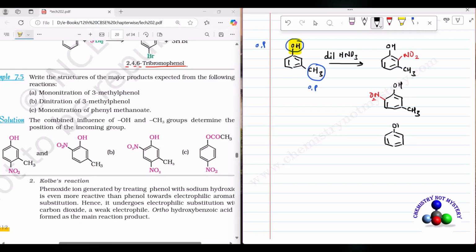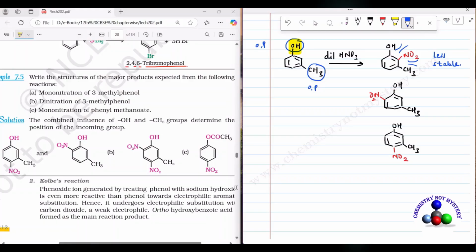So here this is 3-methylphenol. Now nitro group may get attached to the para position with respect to OH group. When you observe these products, in the first product there is too much steric crowding between nitro group, OH group and CH3 group. So that's why this product will be less stable because of the steric crowding. So it will form in the minor proportion. But when you compare the other products, there is enough space between the groups attached to the benzene ring. So these two products will be formed as a major product.